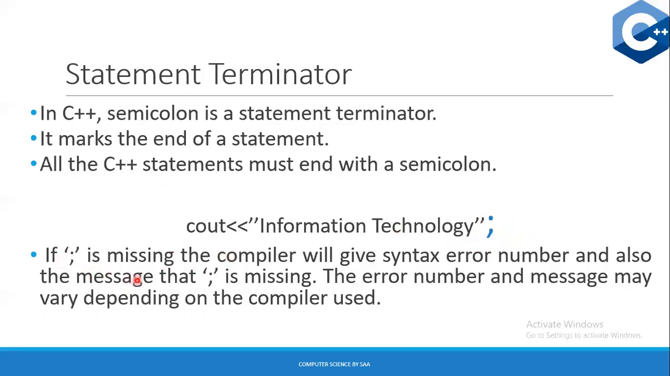If this semicolon is missing, the compiler will give a syntax error and also display the message that a semicolon is missing. There are some specific statements which are not followed by a semicolon, but in most of the statements of C++, we use a semicolon at the end. So this semicolon is known as the statement terminator. It shows that this is the end of the statement, and after this there will be a next statement.